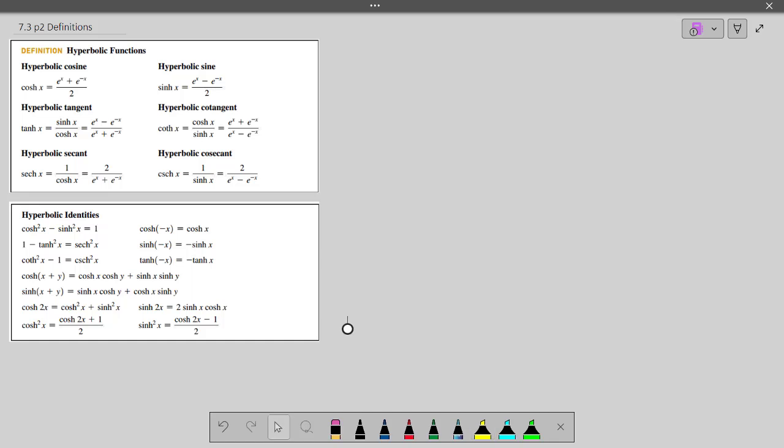So for the hyperbolics, unlike the circular functions, unlike the trig functions, there is a very simple definition involving exponentials. You will see later this semester that the circular functions can actually be defined with exponentials also if you allow for the imaginary unit, i.